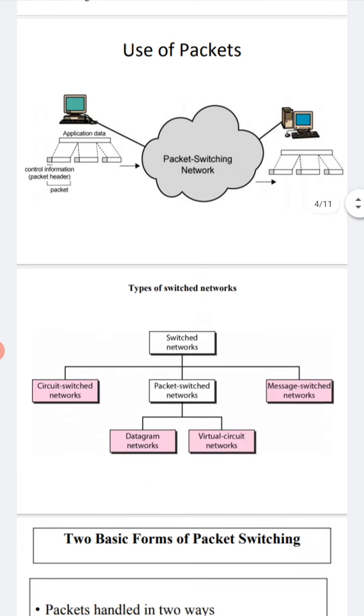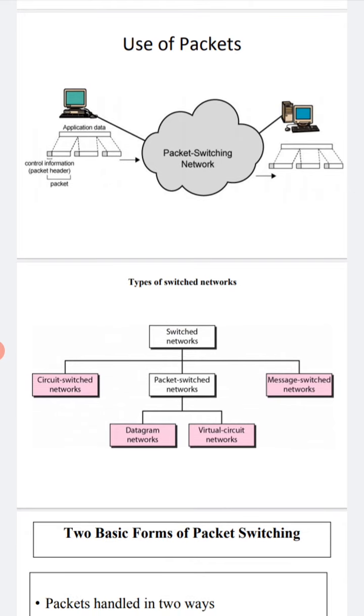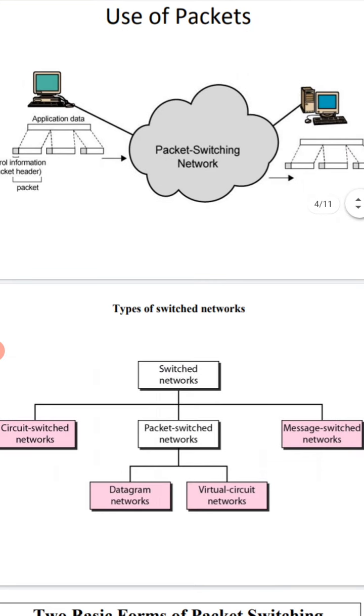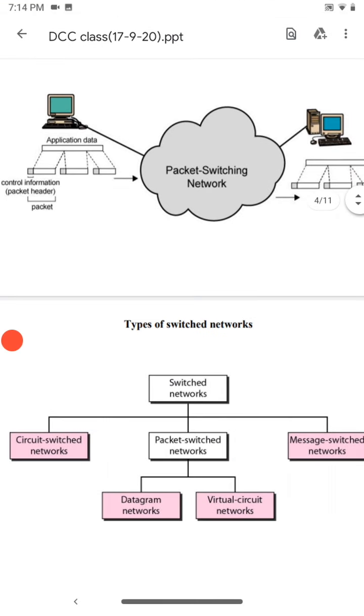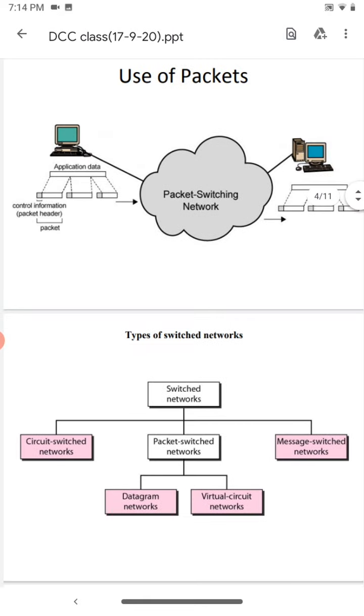This is the block diagram of the packet switching network. Here in this example, there are the source and destination. In between the source and destination, the packet switching network is there. At the source side, there is one application data. That data will be broken into three pieces of data, as you can see in the figure. Each piece is called a packet: first packet, second packet, third packet.